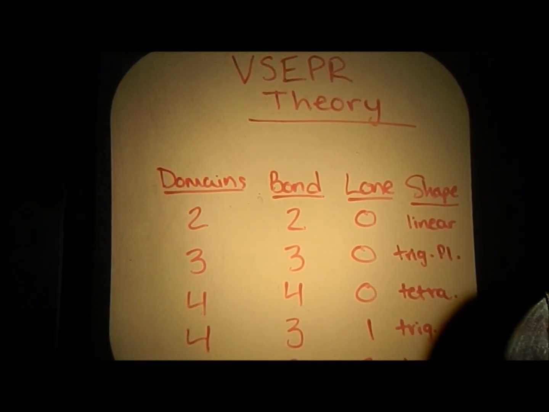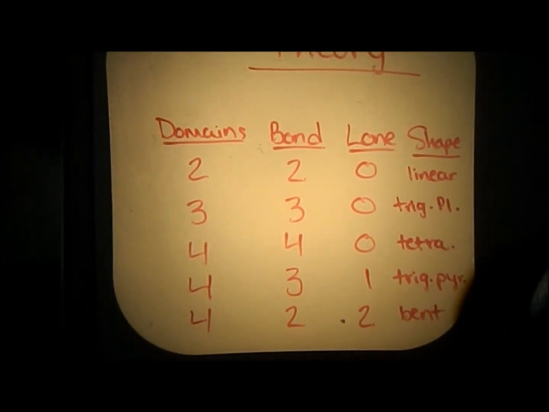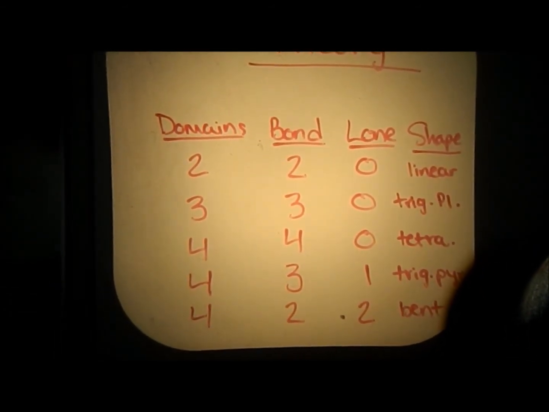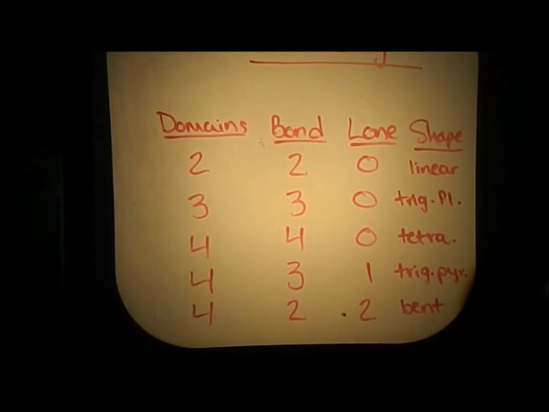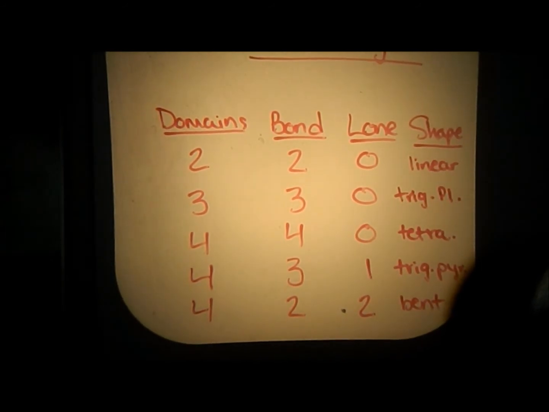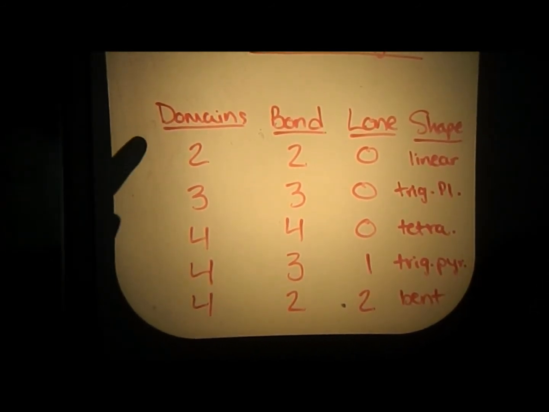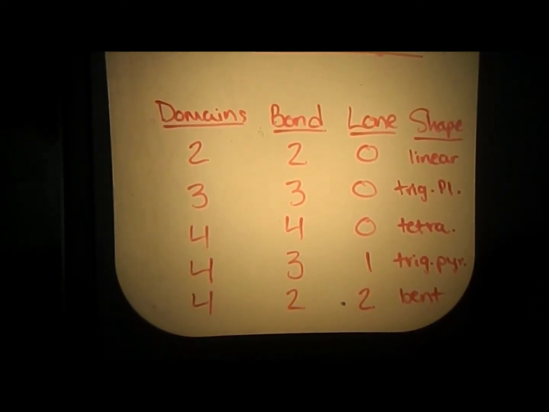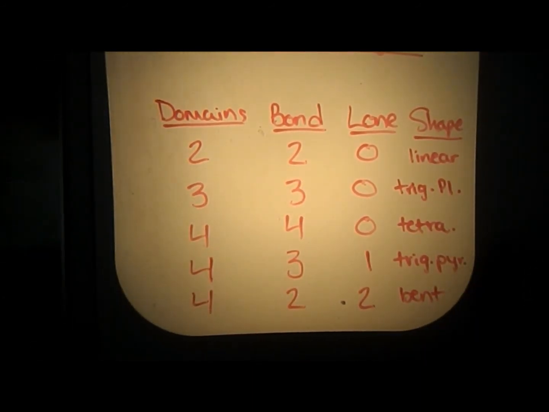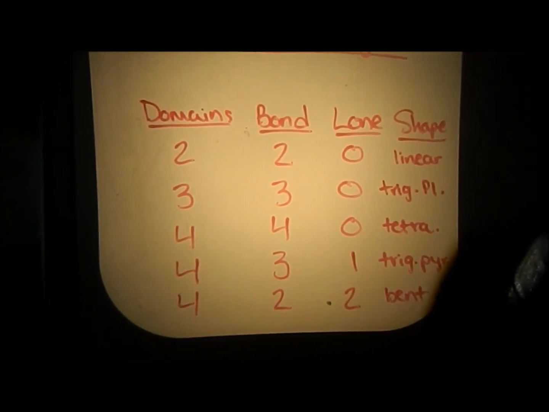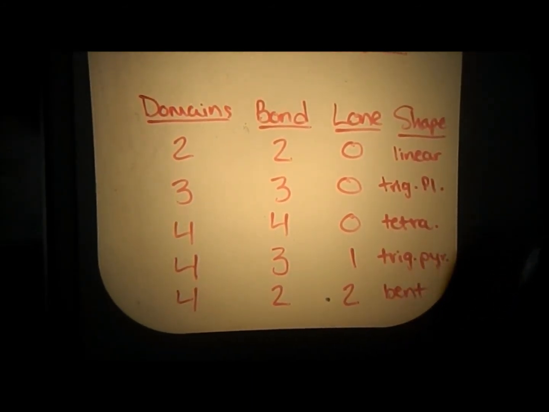Okay, so in conclusion, when trying to determine the geometry that a molecule will take, first you have to draw the Lewis structure of the molecule, and then you have to count the number of domains on the central atom. And then you have to count of those domains which are bonding pairs and which are lone pairs. From those numbers, you look at your nice little table, and then you can figure out what the shape is from there.